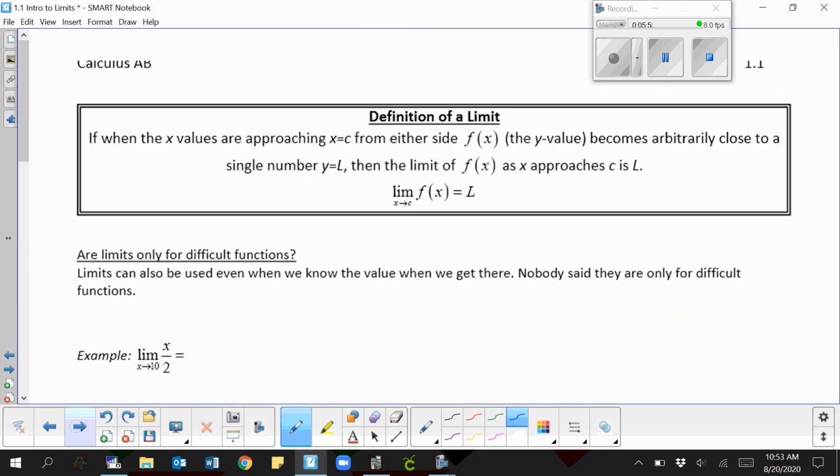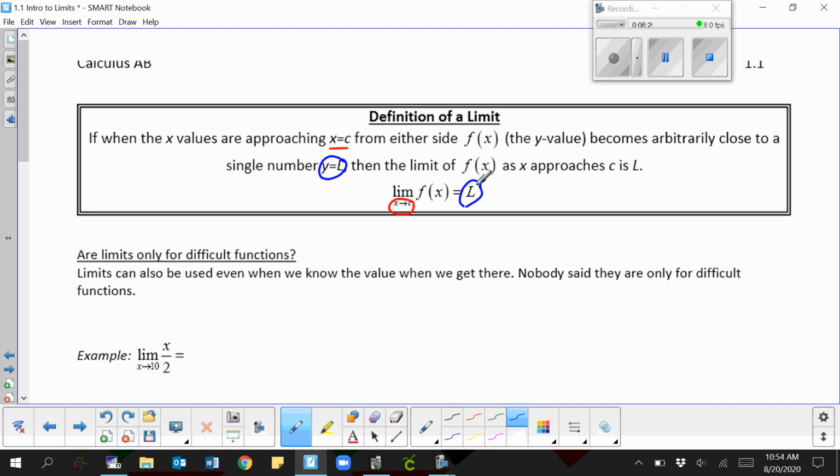Okay, so right here I've got your textbook definition of a limit. I literally pulled this from the textbook that we use for this class. What it says is that when the x values are approaching x equals c, so that's this part right here, from either side of x, the y values are going to become arbitrarily close to a certain number. And that number is L, so that's what our limit equals. So the limit as x approaches c is L.